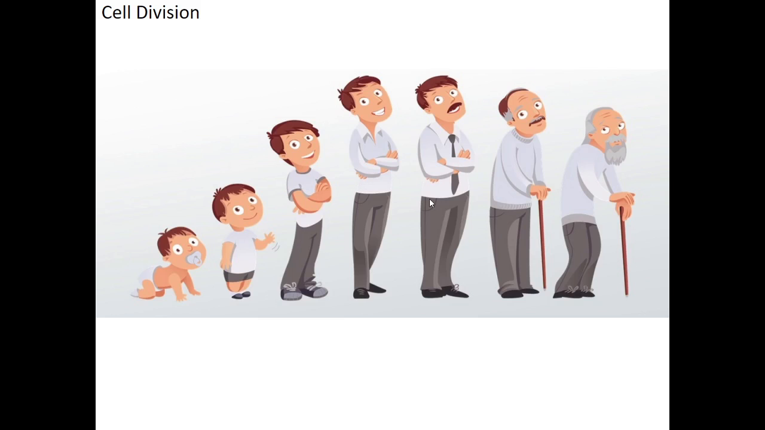I'm going to go back up here real fast. From the fertilized egg all the way through, that's what's happening: cells are growing and dividing. Now it slows down a little bit, and then it speeds up a little bit at puberty, but it slows down again. But the goal here is to get to full physical maturity.